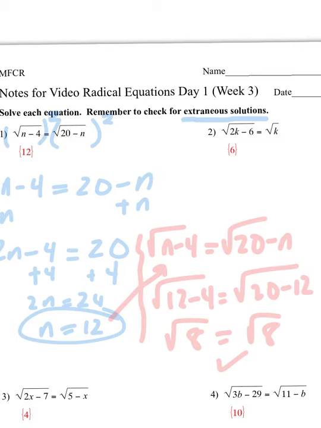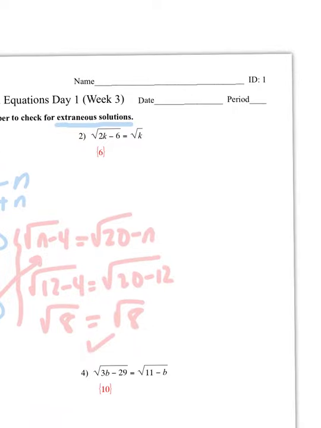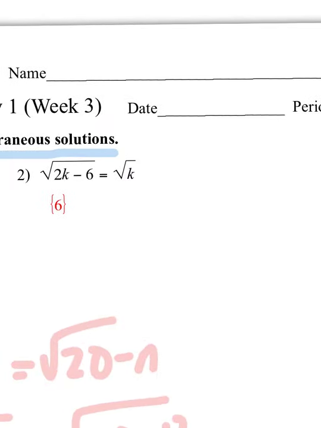Alright, so we're going to try the second one, same technique. As you can see, this answer is going to be 6. So let's see if we can figure out how to get there. Alright, we've got to get rid of the square roots, so we're going to square both sides. Again, that's going to knock out our square roots, leaving us with just a basic equation again.